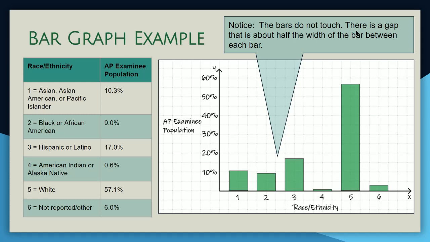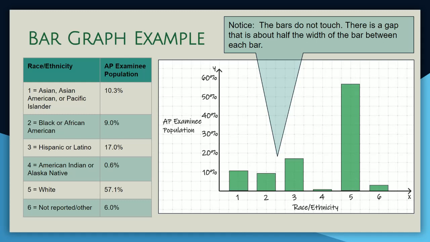For bar charts, there should always be a gap between the bars because these categories are not continuous. You'll also notice that my bars are 2 boxes wide. My gap is 1 box wide. That's not a hard and fast rule, but that is fairly common. We want to make sure our graph is readable, but that we're not wasting excessive amounts of space.